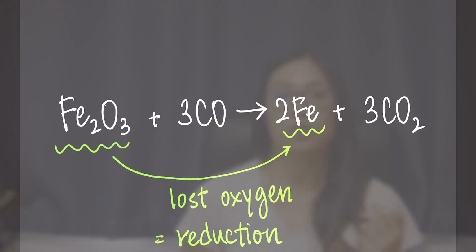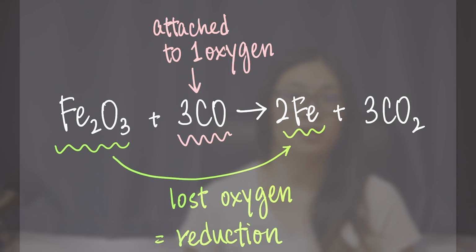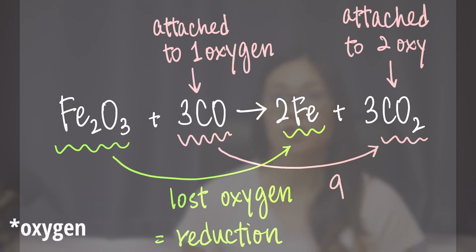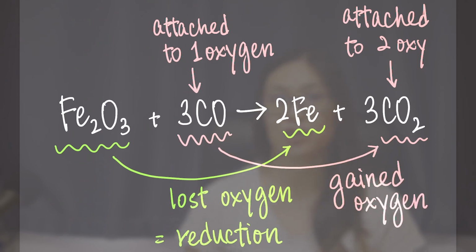On the other hand, if we look at the carbon monoxide, it was originally attached to 1 oxygen atom, but then on the product side, it can be seen as carbon dioxide. This means that literally the carbon monoxide has gained an extra oxygen, so we can say that carbon monoxide has undergone oxidation.